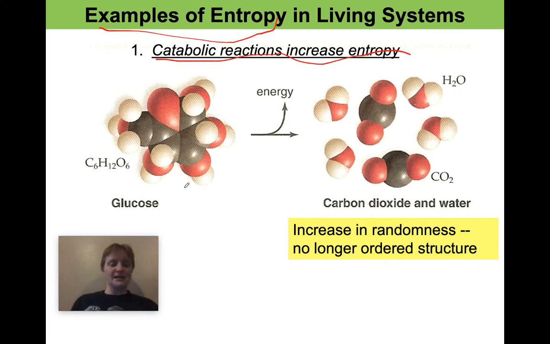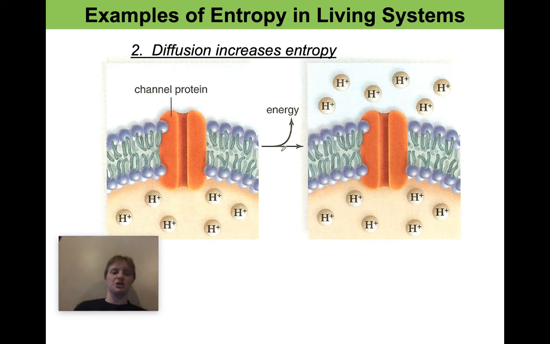When you break things down, you go from organized. This is an organized chemical, glucose, to disorganized, and these guys are free to move however they want. It's very random. So it's an increase in randomness because we no longer have this ordered structure.